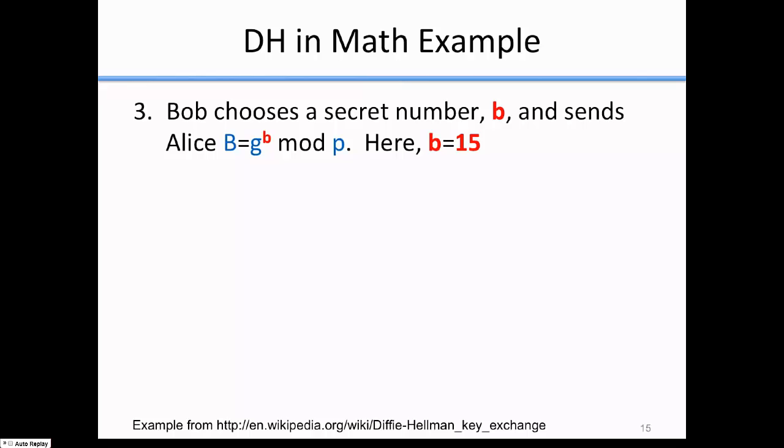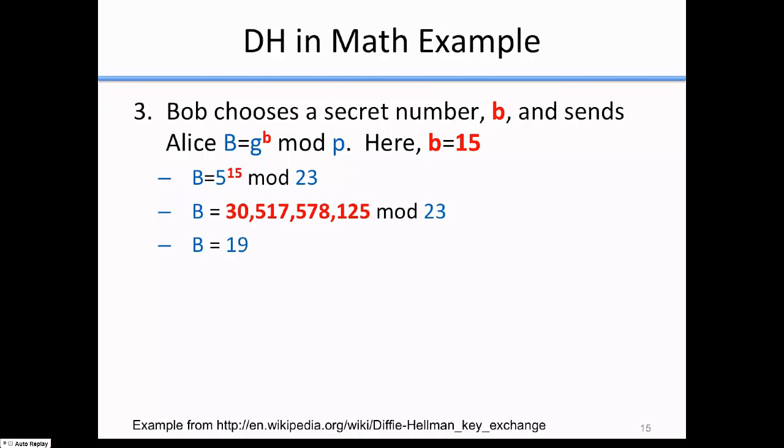Okay, now Bob's going to do the exact same thing. He's going to choose the secret number lowercase b, and he's going to calculate capital B, which is g to the little b mod p. So if we make b equal 15, Bob just picked the secret number. Then capital B equals 5 to the 15 mod 23. 5 to the 15 is this really big 30 billion or so number. If I do that modulo 23, I end up with 19.